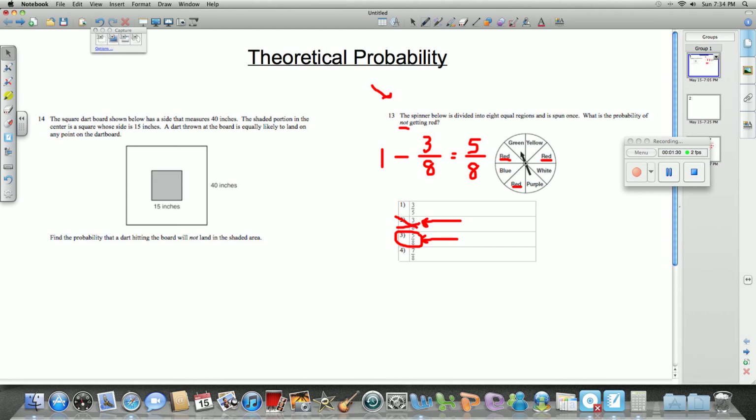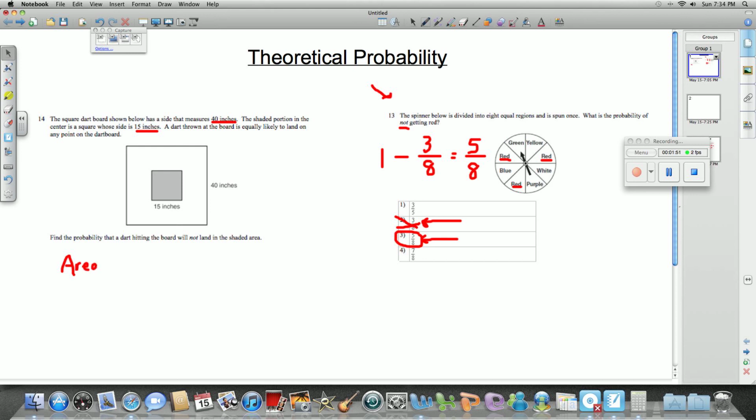Now the other one was a part 2 question. It's a square dartboard. The shaded portion in the center is a square, side is 15. Then you got another square dartboard. The whole thing is 40 inches. So they're kind of testing out a couple things in this. One is area. Okay.